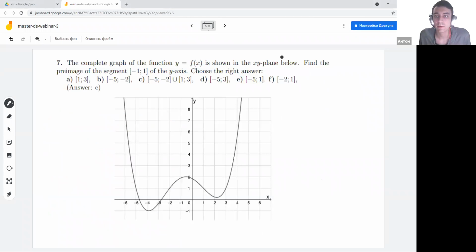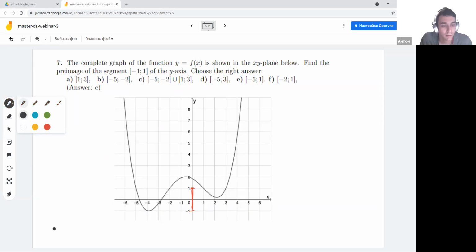And here we are again given a function and its plot. Now we have the full plot, fortunately, and we are asked the following. They ask us what is the pre-image of the segment from -1 to 1 on the y-axis. So let me highlight this segment. It's -1 to 1 on the y-axis, and we are asked to find the pre-image of this segment.